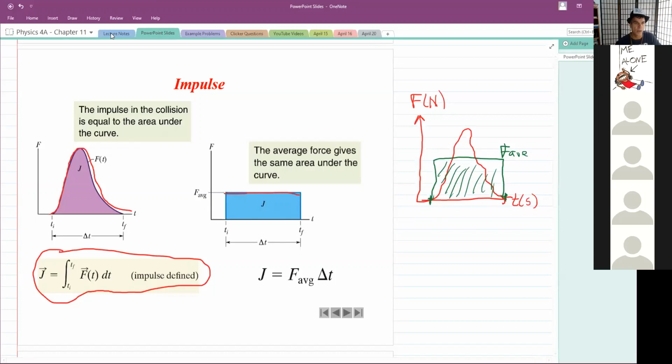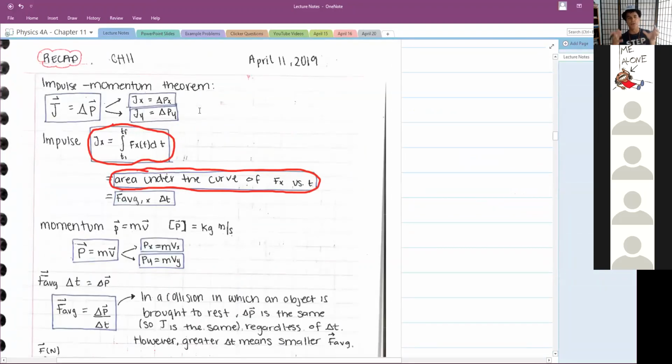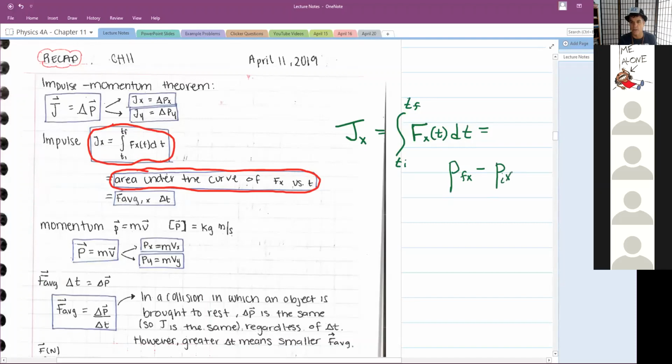So the big takeaway from yesterday is the impulse on an object equals the change in momentum of the object. So impulse, let's say in the x direction, is the integral of the force in the x direction integrated with respect to time from the initial to the final time. And that equals the change in momentum. So it's the final momentum in the x direction minus the initial momentum in the x direction. And that's just a little recap of what I covered yesterday.